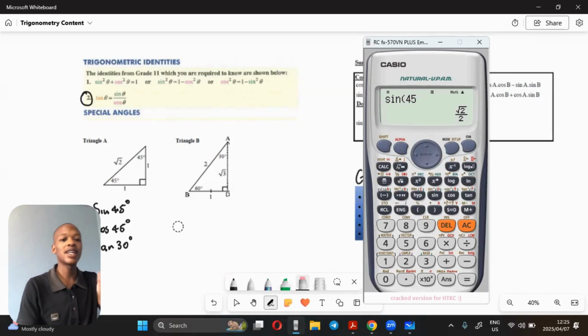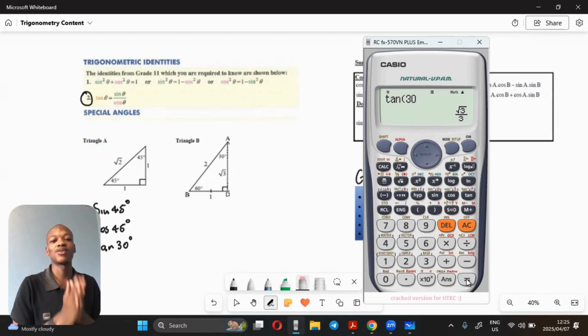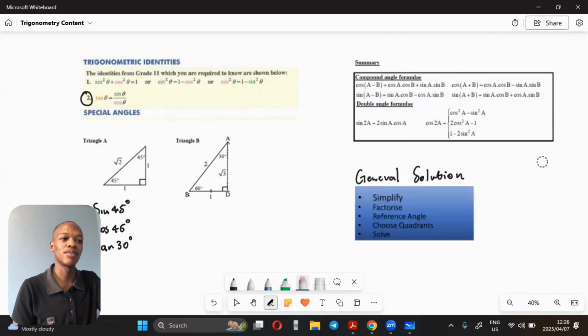And then cos 45, I think it's going to give you the same root 2 over 2. And now let's use tan 30. See, tan 30 is giving you root 3 over 3. Just change this one to 1 over root 3 in order for you to be safe. That is that. Very, very important, that one.